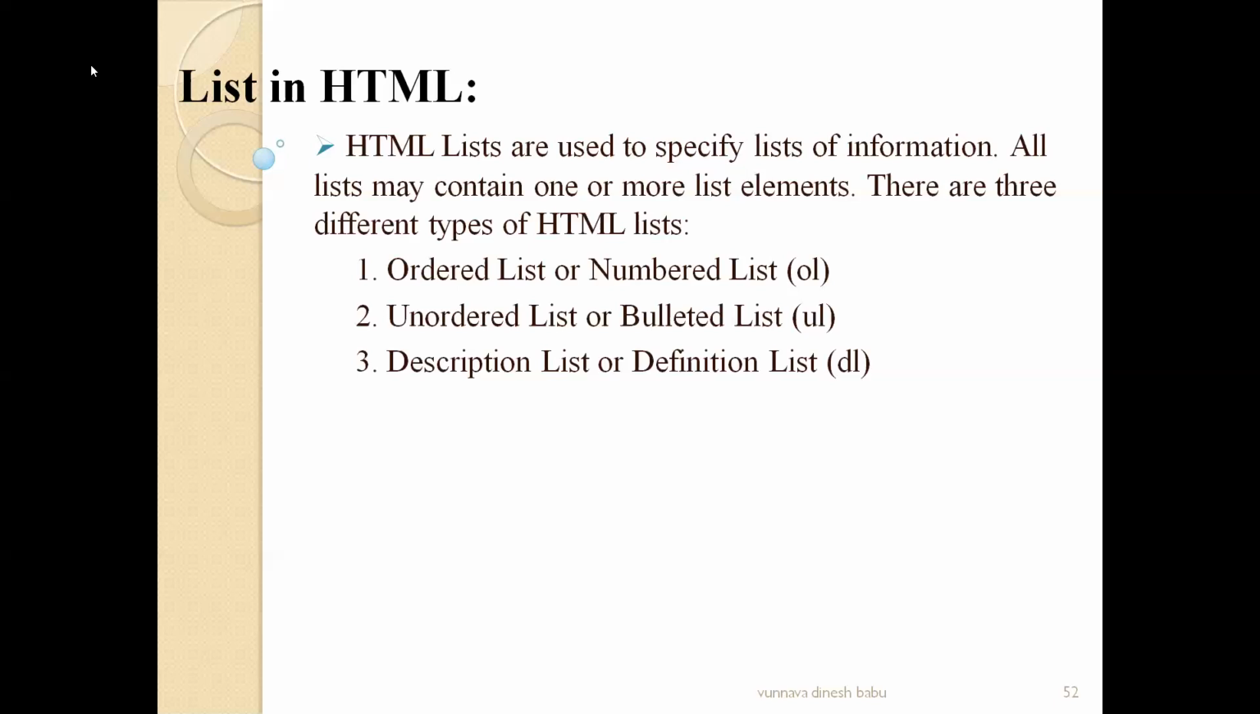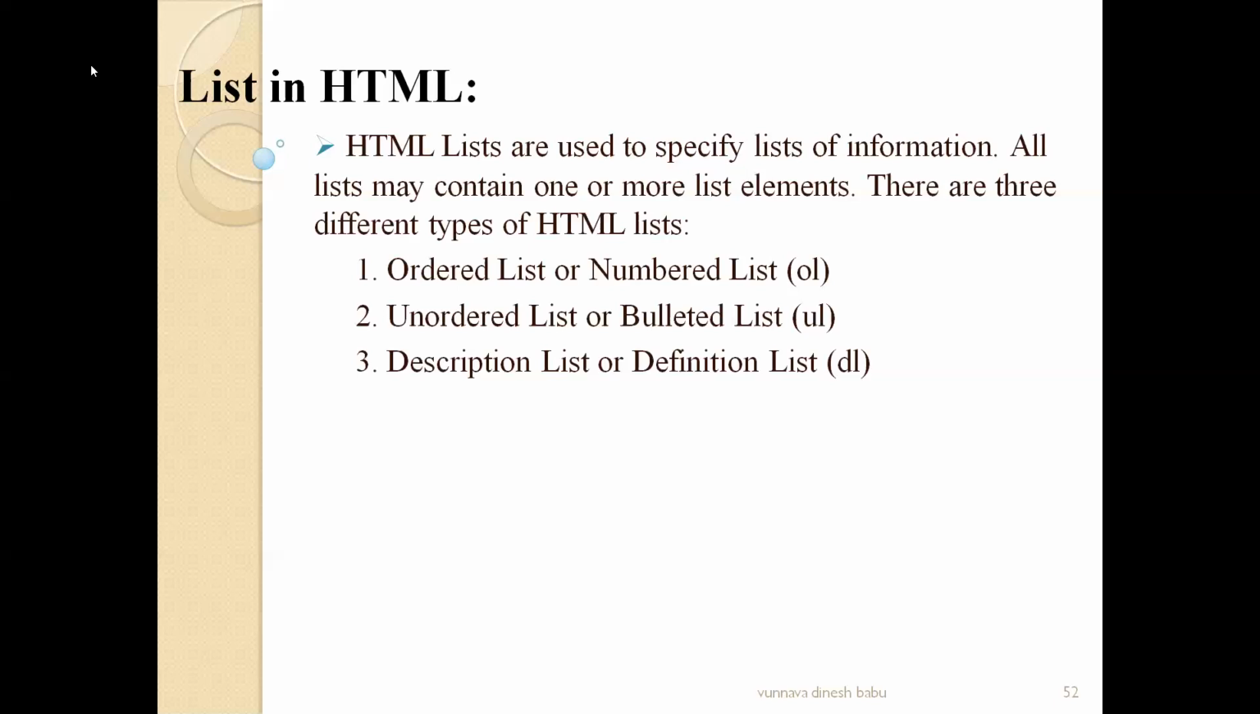So in HTML, the lists are divided into three types. Keep these points in your mind. The lists are divided into three types: ordered list, unordered list, and description list. The other name for ordered list is numbered list. The other name for unordered list is bulleted list. And the other name for description list is definition list.